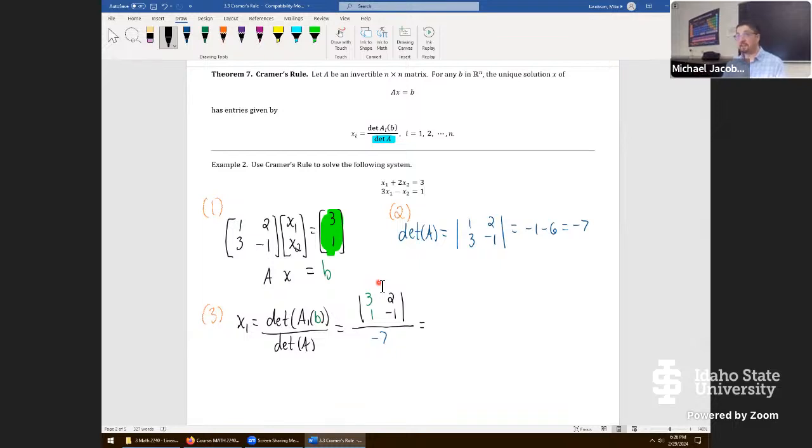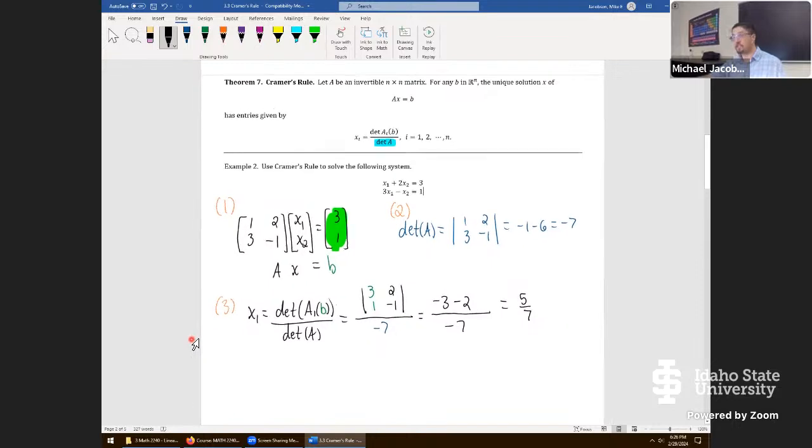If you're happy with where we're at right now, then good news, we have half the solution. We just need to crank out this determinant. It is negative 3 minus 2 divided by negative 7. So this will turn into 5/7 altogether. So I'd be doing x1, and still in the same step, doing x2 is just as fast. The only thing we're changing is that subscript right there. It'll turn into an A2B.